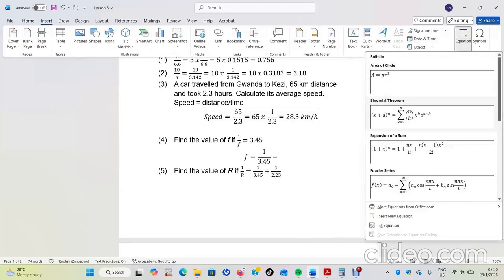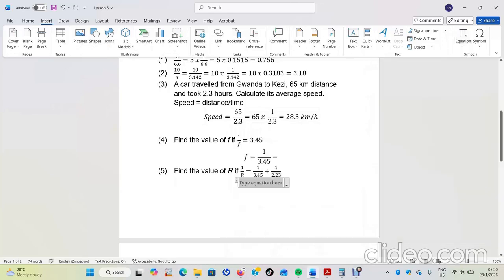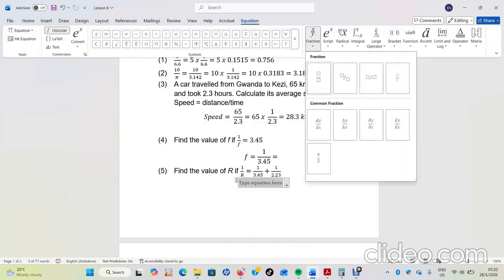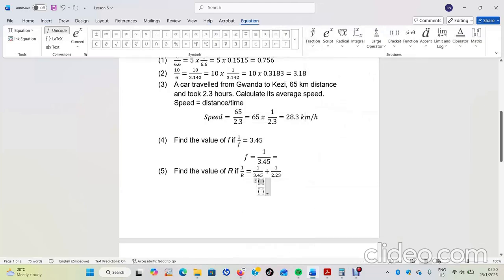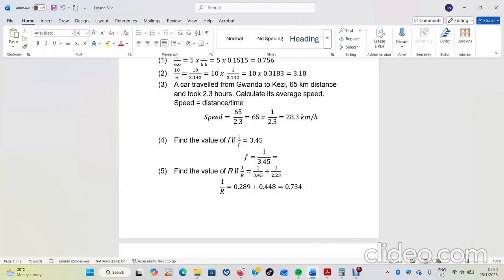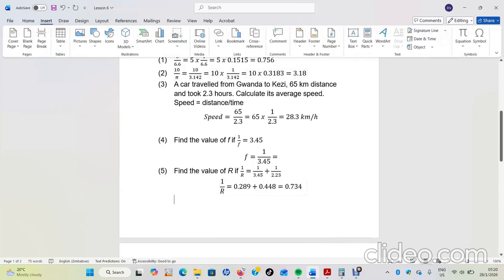Then find the value of r if 1 over r is equal to 1 divided by 3.45 plus 1 divided by 2.23. So we need to first evaluate the right hand side. We can use reciprocal tables, then we will get 0.289 plus 0.448. The right hand side reduces to 0.734. We then get back to that rule.